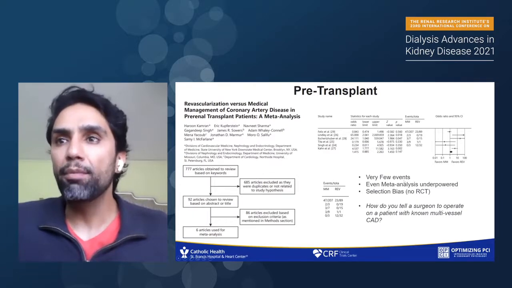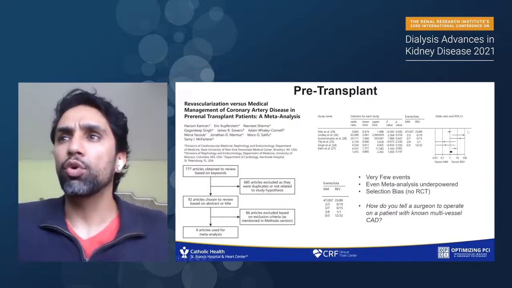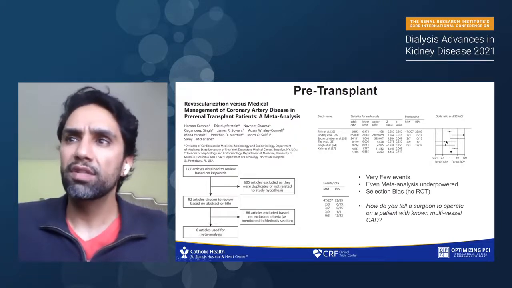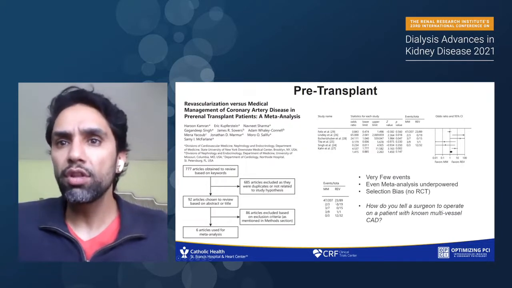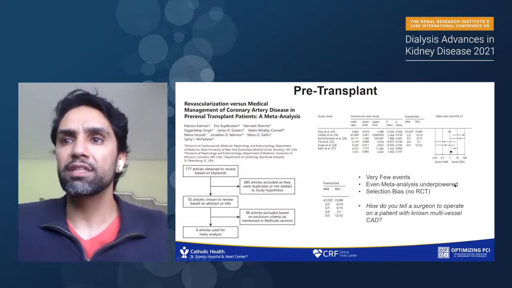But look at the number of events and look at the different pattern. Some studies are wildly positive, some studies are negative. And the total number of events in this patient population is very, very small. There's many studies with no events in the revascularization group because there's only 19 patients. So even this meta-analysis is underpowered.